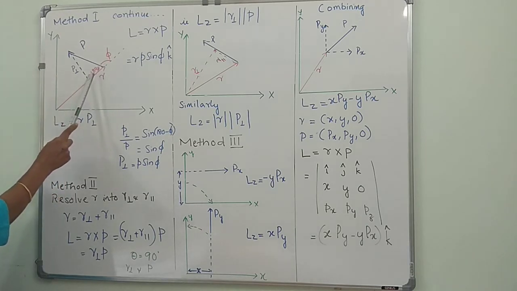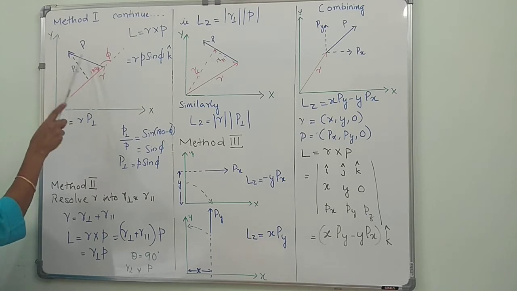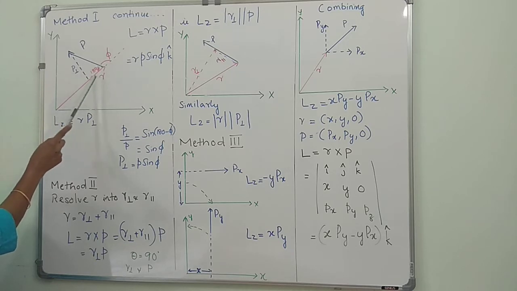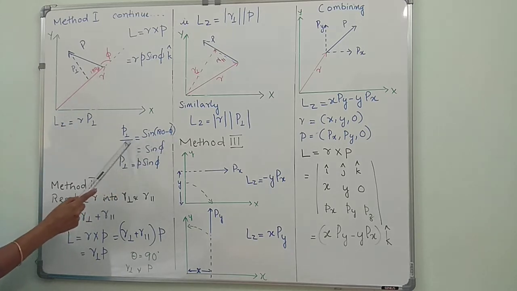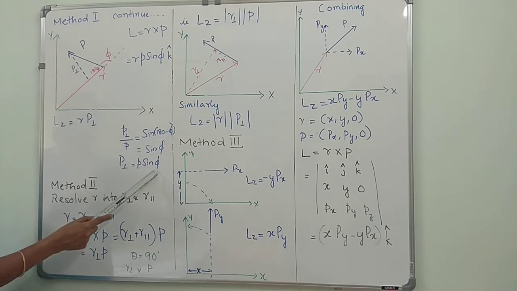This angle is 180 minus phi. So opposite side by hypotenuse. In this case, the hypotenuse we have considered is momentum. So p perpendicular by p will be equal to sine 180 minus phi, which is equal to sine phi. So p perpendicular is p sine phi.